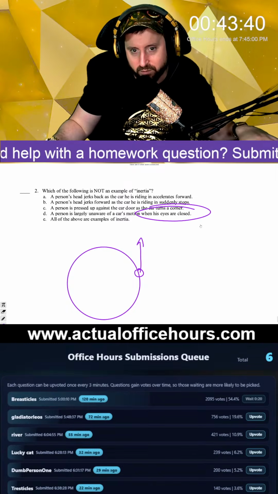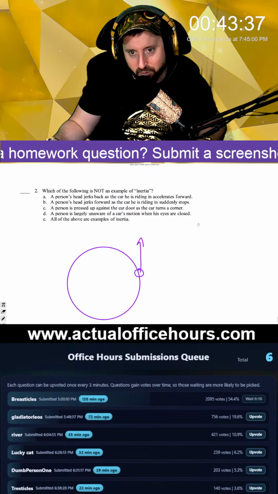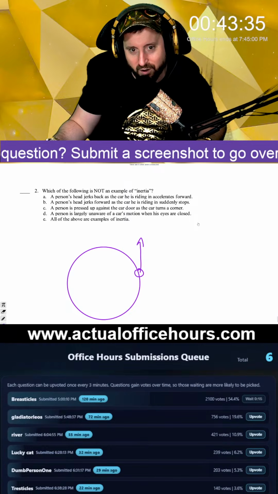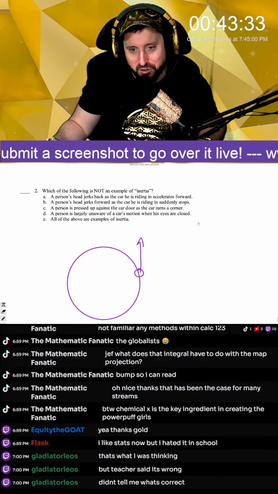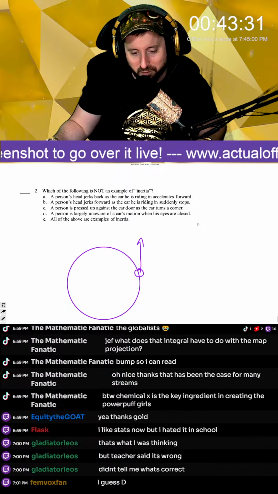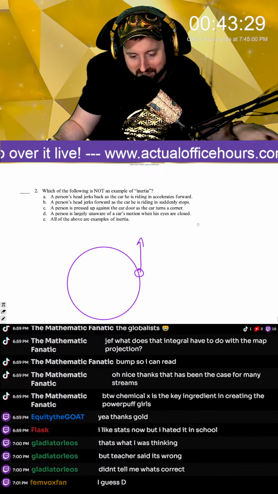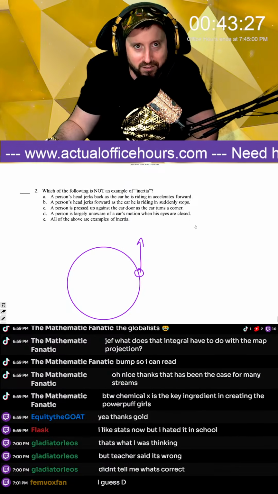This to me makes no sense. What? Who cares about when his eyes are closed? I guess because he doesn't see that he's in motion. A person is largely unaware of a car's motion when his eyes are closed? What if the car is gassing it, dude? I would be very aware.